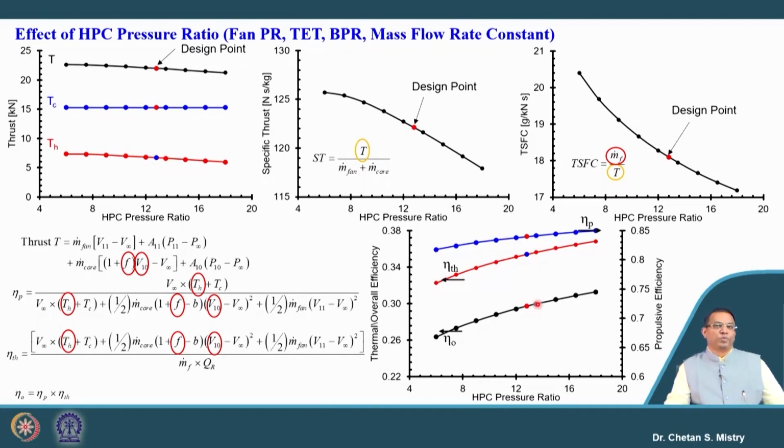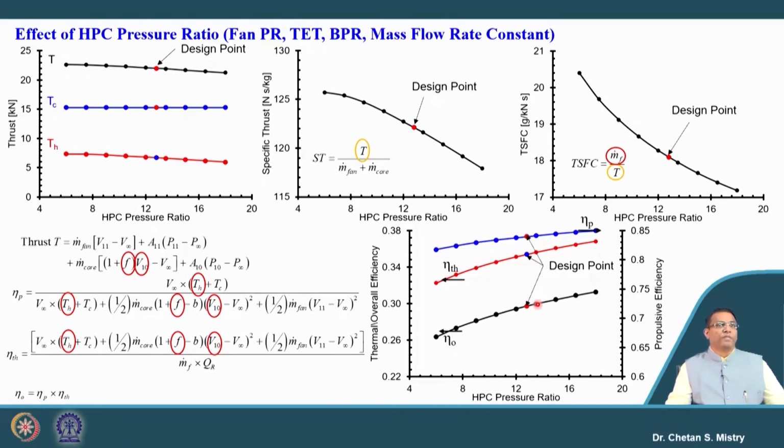Now we have an indication that if we increase our fan pressure ratio, LPC pressure ratio, and HPC pressure ratio, they all lead to an increase in efficiency in terms of thermal efficiency and propulsive efficiency. In the same way, we have a small improvement in overall efficiency also. Let us look at the other parameters.